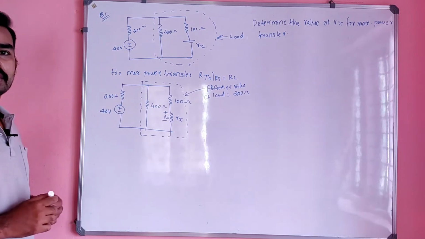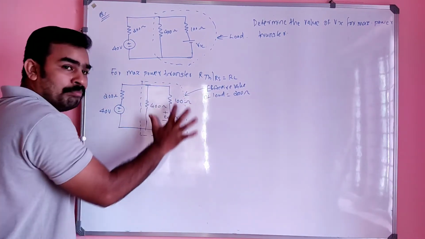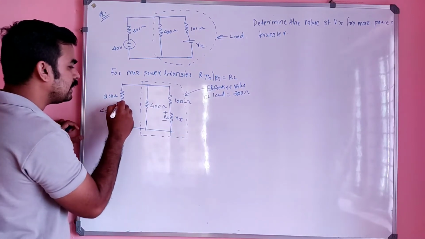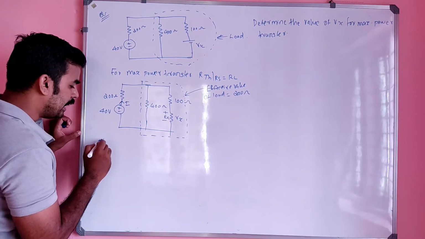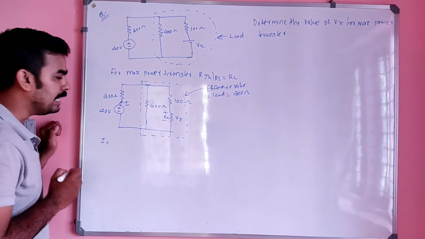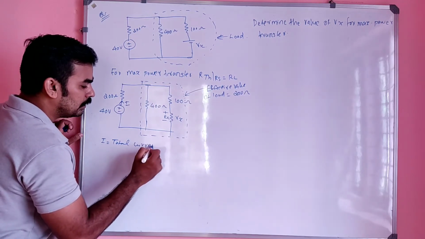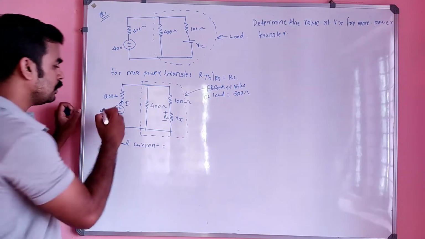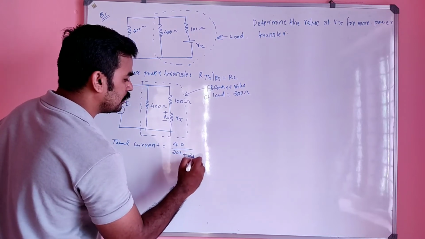200 ohm. The whole load will be equivalent to 200 ohm. If this is 200 ohm, what will be the total current I? I can write I is equal to nothing but the total current, which is equal to 40 divided by 200 plus 200.